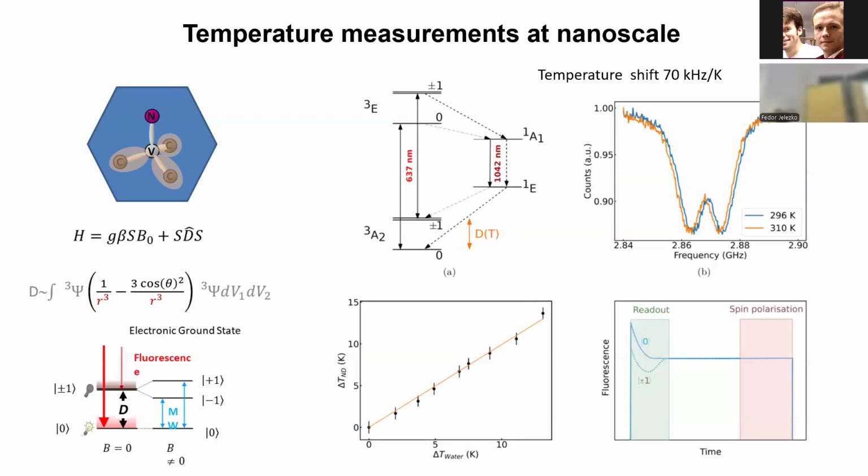Here I show you the result of measurements of a single nanodiamond sensor. So this spectrum was measured for several different temperatures, and you can track the center between these two lines and reconstruct it as a temperature measurement. Yes.